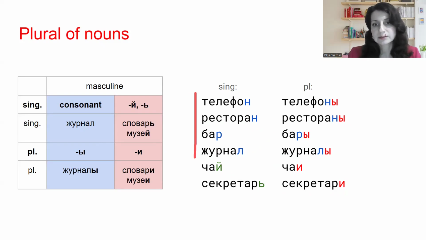Here we added ы in the end. Yeah, we had a consonant in the end of the word, and we added ы, hard ending. And here we had чай, секретарь, и краткое and the soft sign in the end. So this is a signal of the soft ending, and we add и: чаи, секретари.